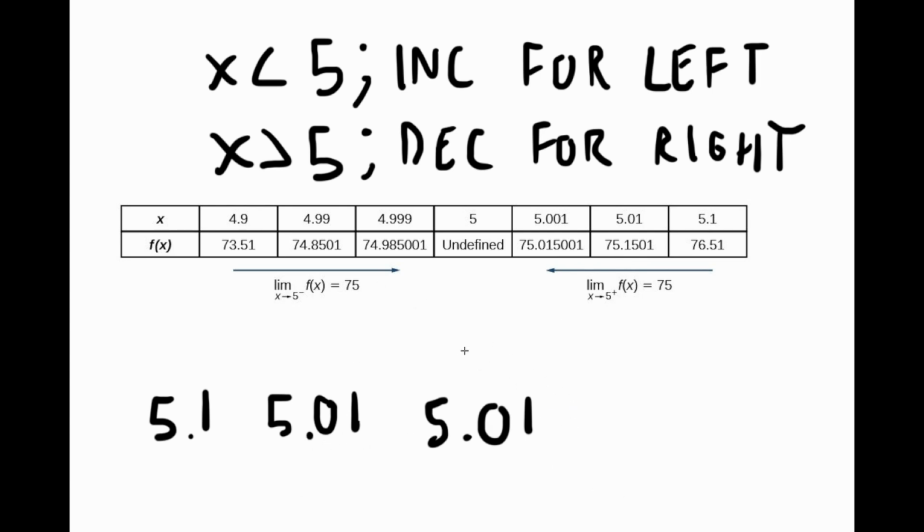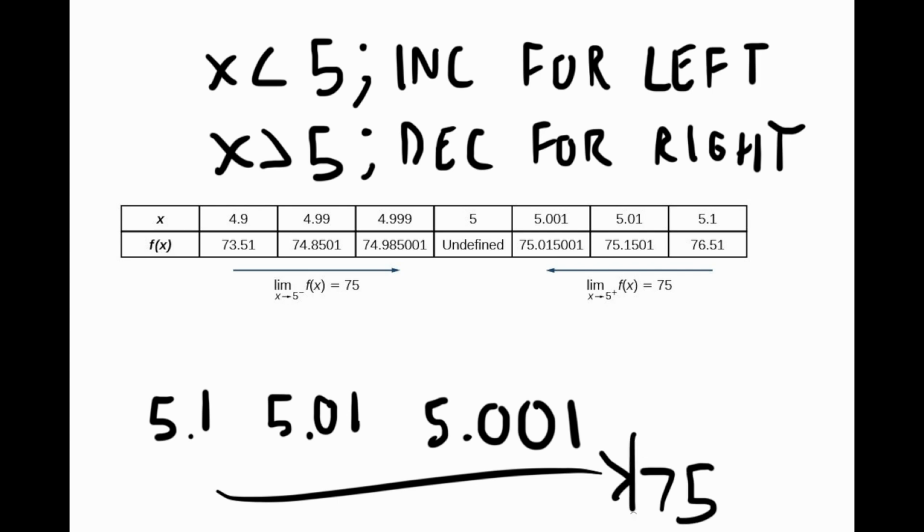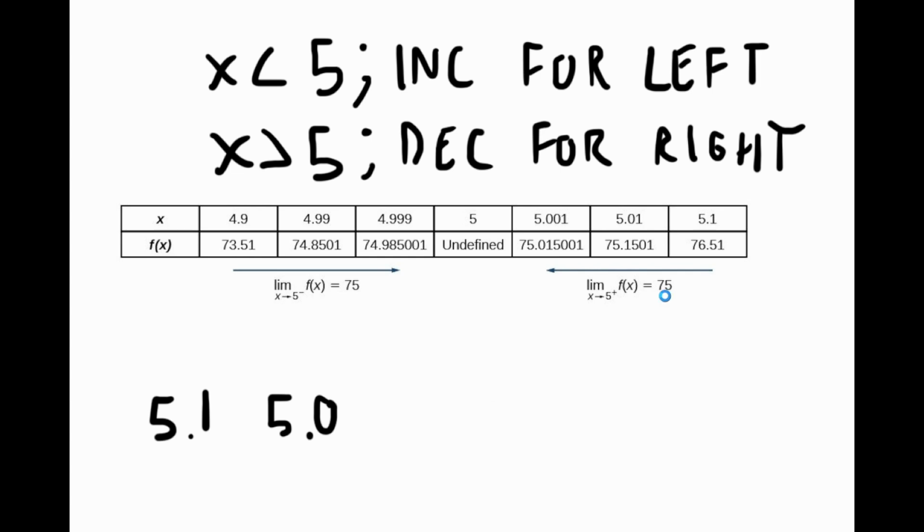Or wait, sorry, not. You just increase the decimal place more and more, and you just see it approach 75, and that's what you're gonna say for the right hand side. Left hand side, you're gonna apply the same logic. So yeah, be sure to keep this in mind.